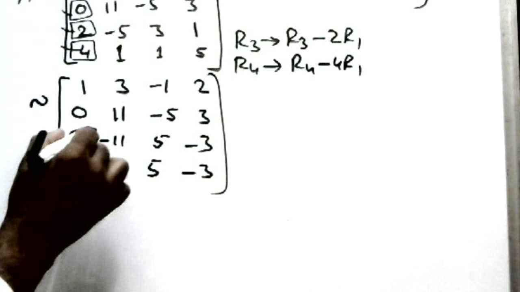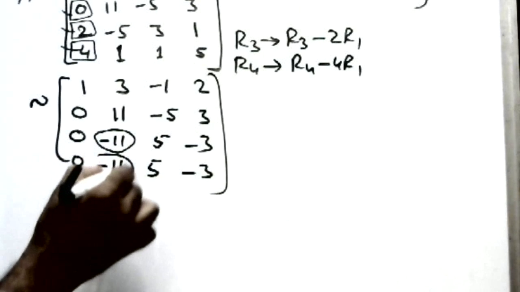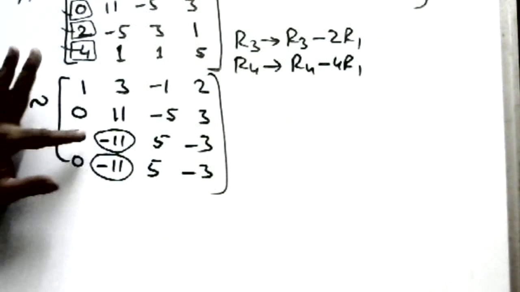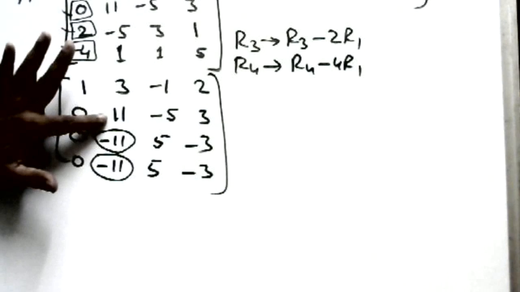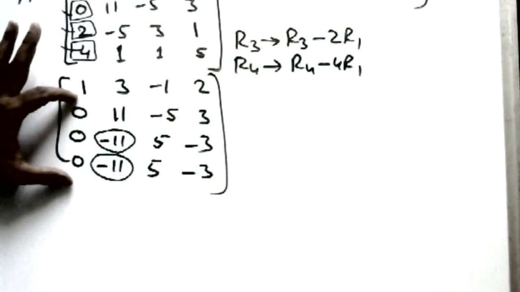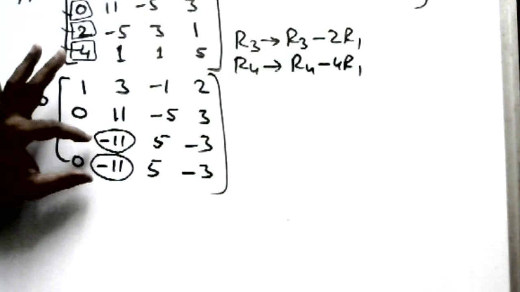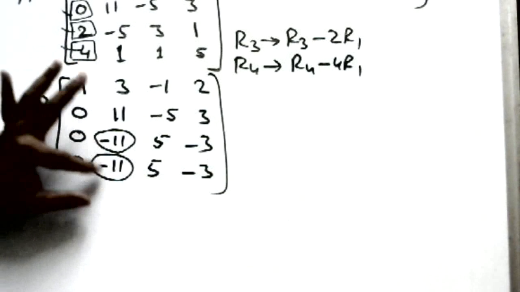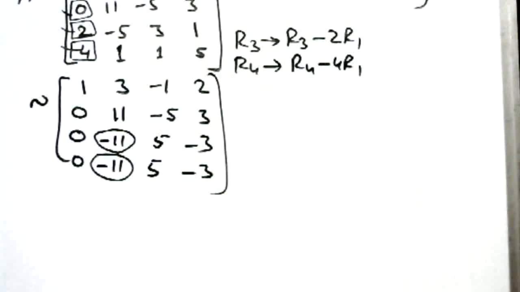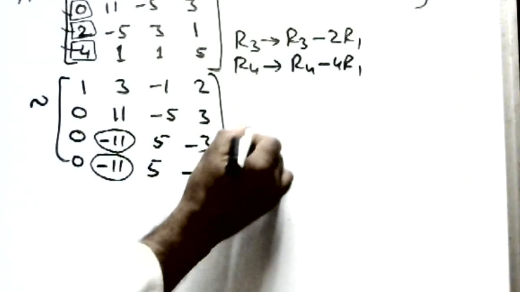Now the second step is we have to make these two zeros, this one 0 and this one 0. To make these two zeros, use R2. For the first three zeros we used R1, for the second two zeros we use R2. For R3 and R4 to make 0, we use R2.